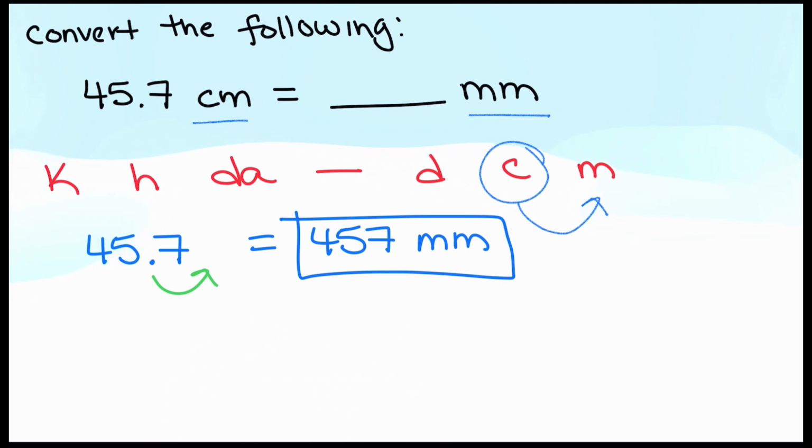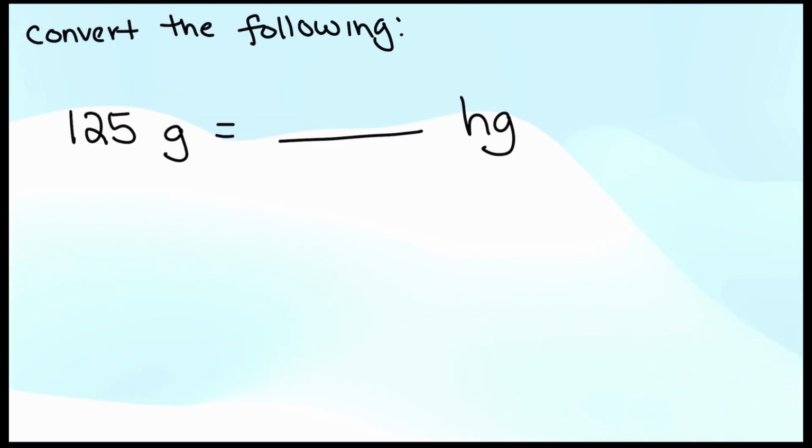This works because each of these metric prefixes, when you move from one to the next, you go up by a factor of 10, which just moves that decimal. Let's do another example. Let's see if we can convert 125 grams into hectograms.